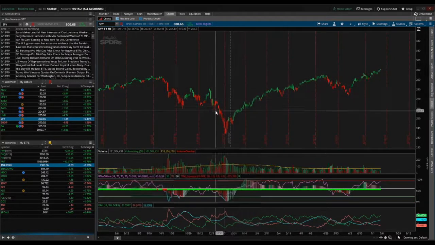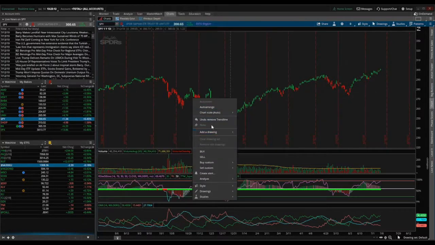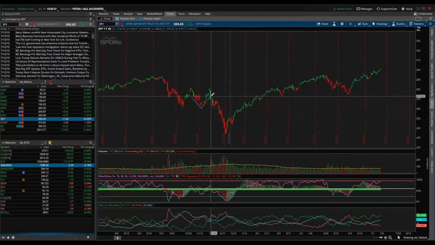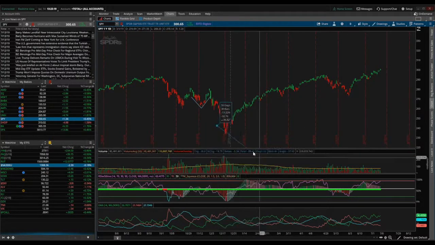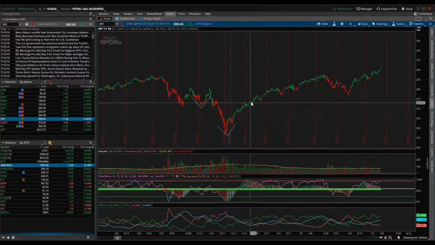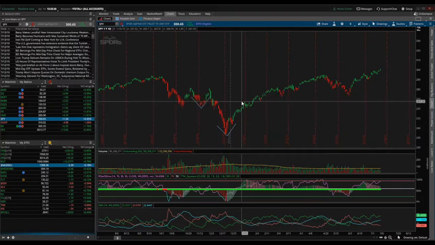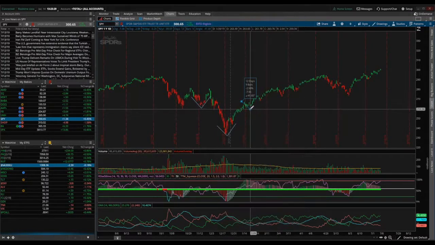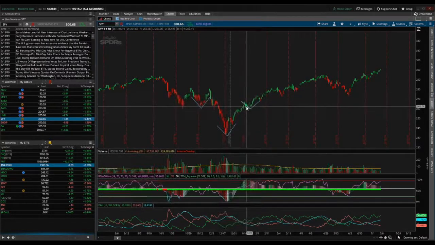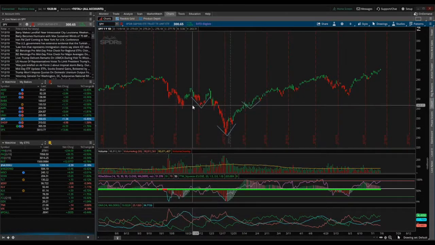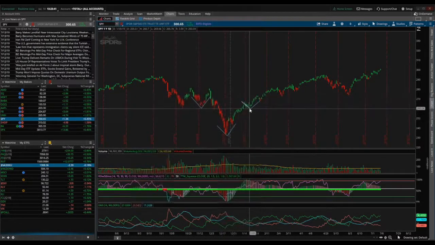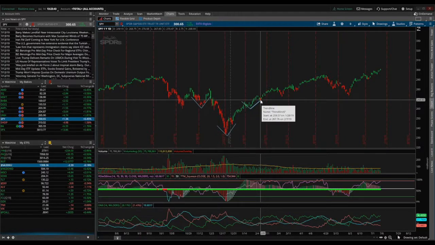Let's look for another pattern. So it looks to me like right here we have a shoulder, inverse, a head, and it's not very pretty, I'll give you guys that, but we didn't go lower, and it's holding about that same area. So I would say that that would have been a nice inverse head and shoulder pattern.